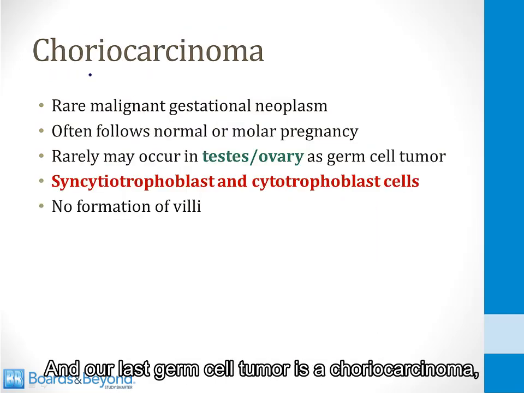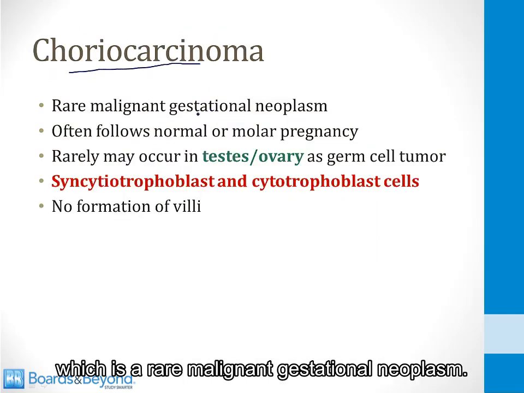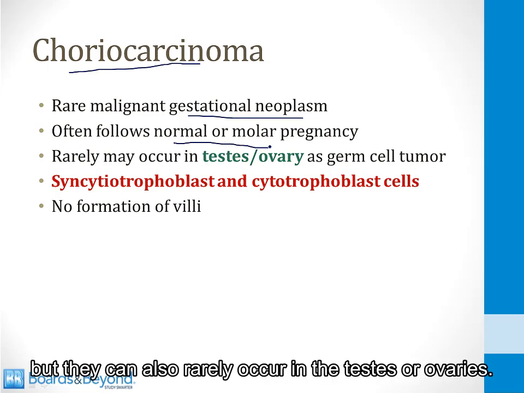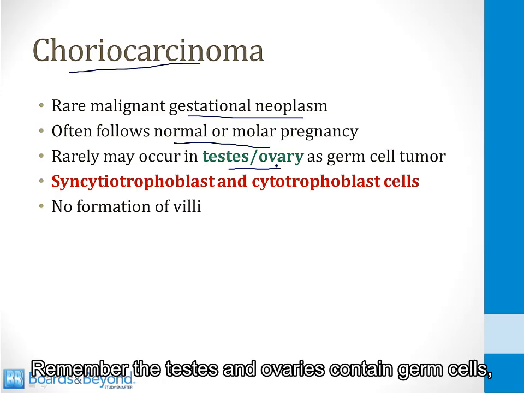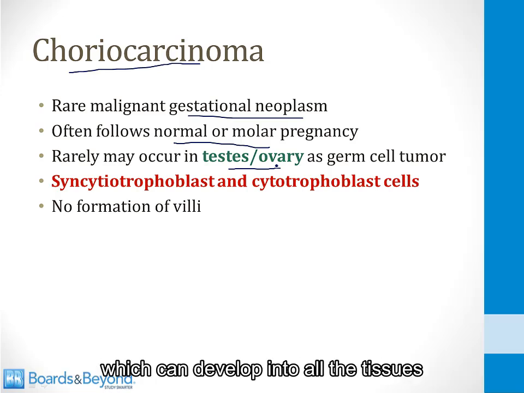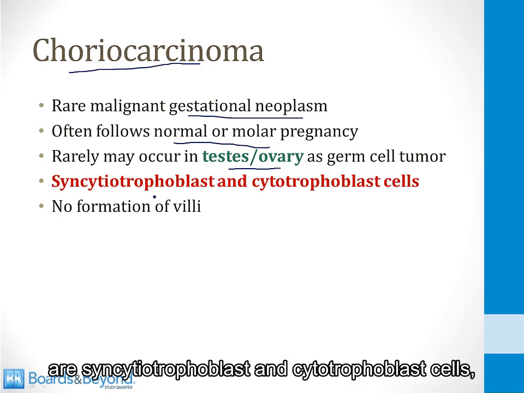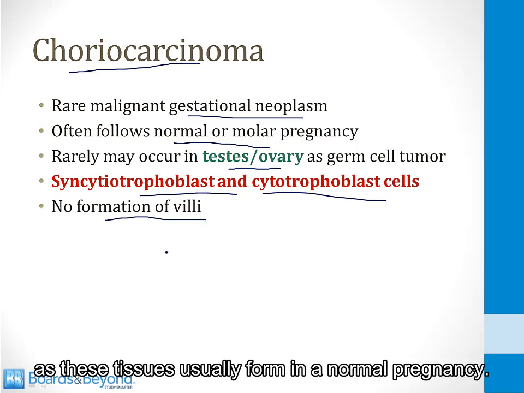And our last germ cell tumor is a choriocarcinoma, which is a rare malignant gestational neoplasm. I talk about these in detail in the video on gestational tumors. They often develop in the female following a normal or a molar pregnancy, but they can also rarely occur in the testes or ovaries. Remember, the testes and ovaries contain germ cells, which can develop into all the tissues present during gestation, including abnormal tissue types like choriocarcinoma. What you see under the microscope are syncytial trophoblast and cytotrophoblast cells, but no formation of chorionic villi as these tissues usually form in a normal pregnancy.